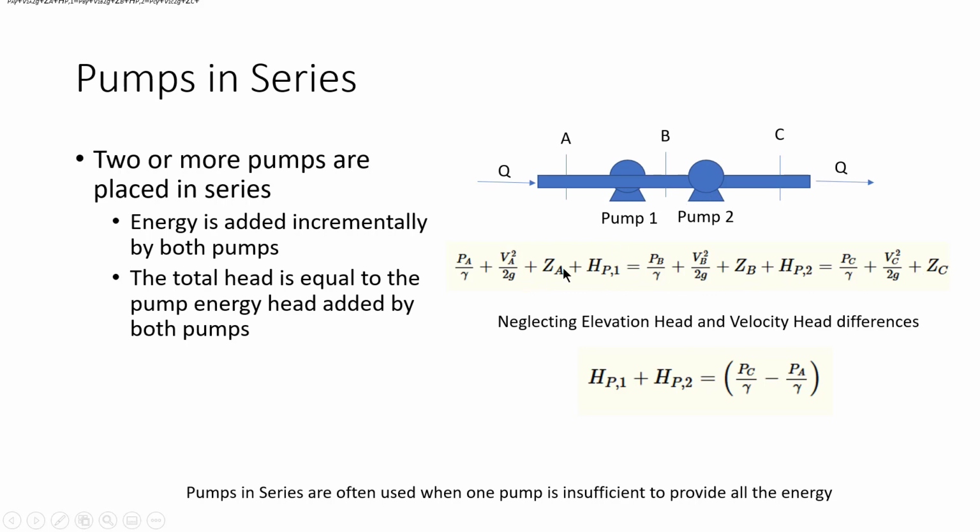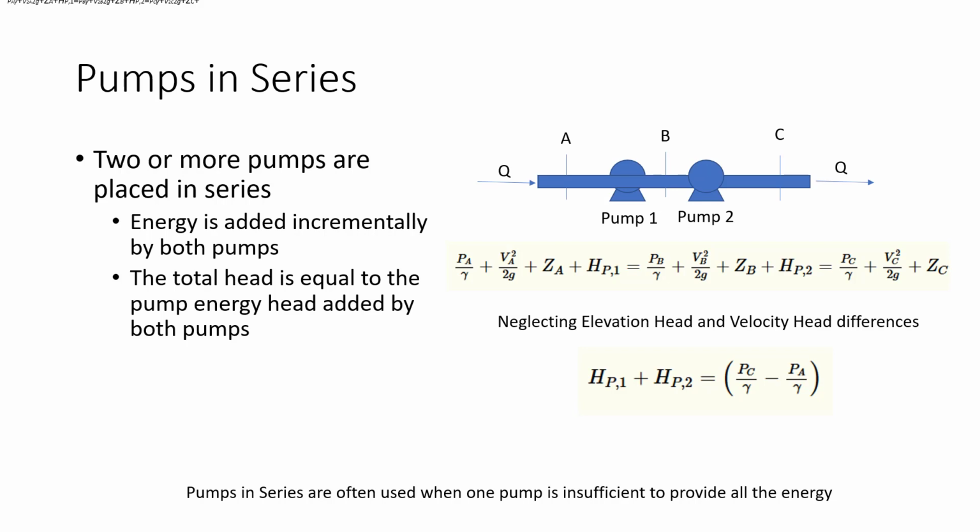So if we neglect that, then the total head supplied by pump 1 plus pump 2 is equal to PC over gamma, which is the pressure that I measure after the last pump in series, minus PA over gamma, which is the pressure before the first pump in the series. So that's how I can calculate the total head, or the total amount of energy, that is added by the pumps.